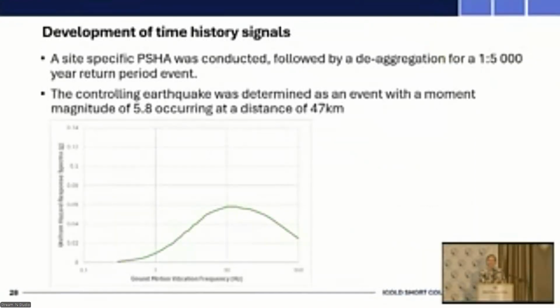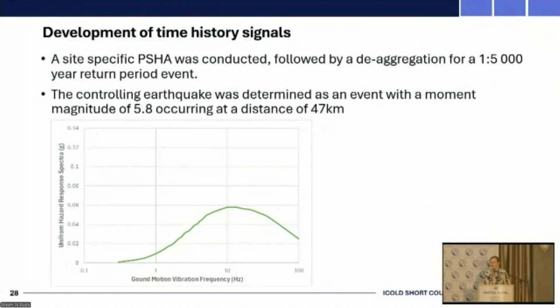Then moving on to the dynamic stability assessment. So this required various inputs, and we'll start off with the time history signals, which are dynamic signals applied to the base of the model, and while being applied, the stress and the state in the tailings is monitored. So a site-specific probabilistic seismic hazard assessment was conducted, and this was followed by deaggregation to determine a 1 in 5,000 year return period event characteristics.